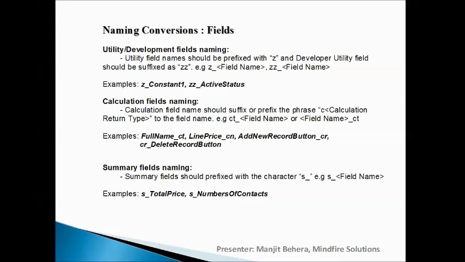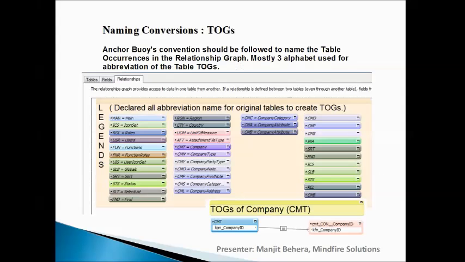Then summary field naming. A summary field should have a prefix of small s underscore, then the name of the field, for example s underscore total price, s underscore number of contacts, like that.